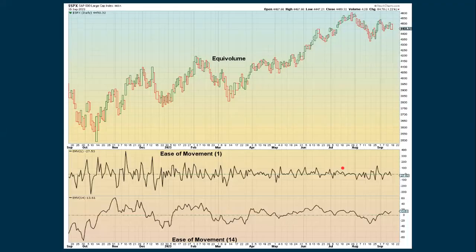Ease of movement: what's the path of least resistance? That's on the bottom, and we're above zero and actually advancing, so that's positive.